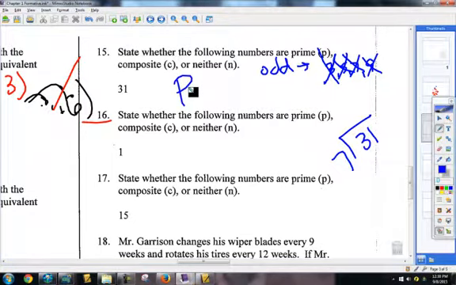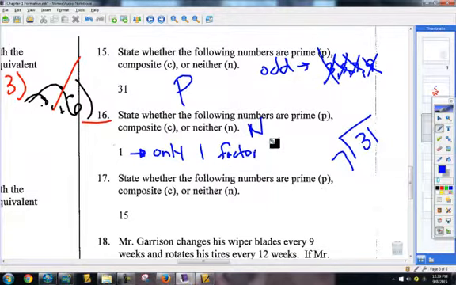Okay? The number 1 is neither prime nor composite. And the reason is why? Yep, Bridge? Because 1 only has one factor, 1 itself. It only has itself, which is the same number. So the number 1 only has one factor. So that's why it's neither.